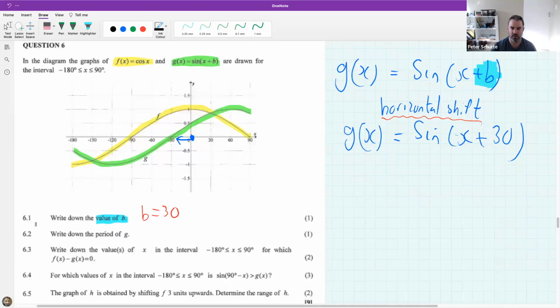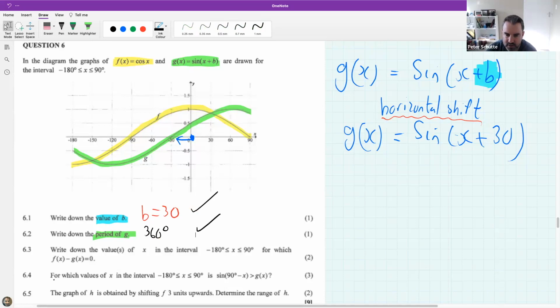So let's go see what else we can do in this question. I want you to write down the period of g. What is the period of g, which is the green graph? So what is g? It's a sine graph. And has the period been changed? No. So what is the normal period of a sine graph? It's 360 degrees. Okay, so we've done those two.